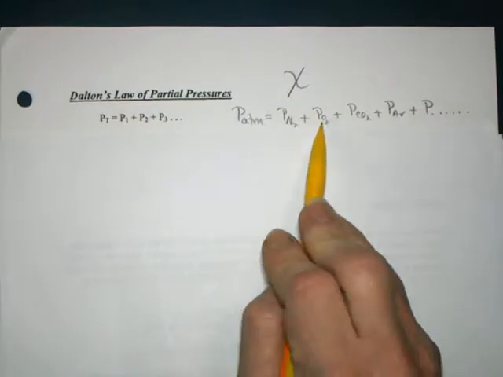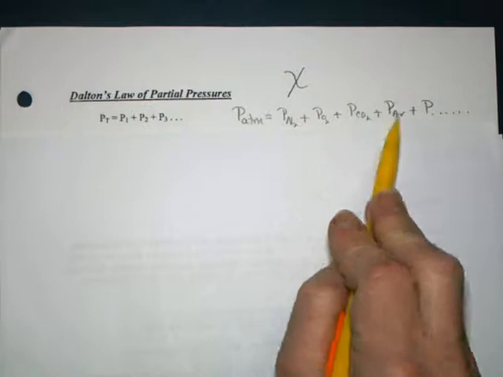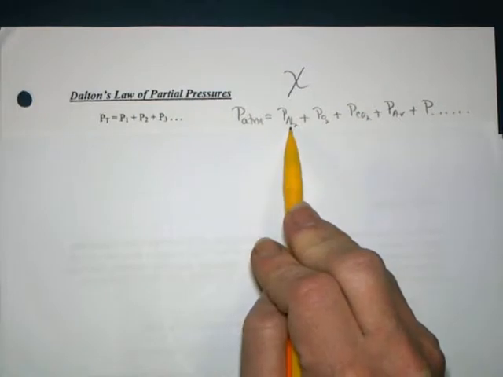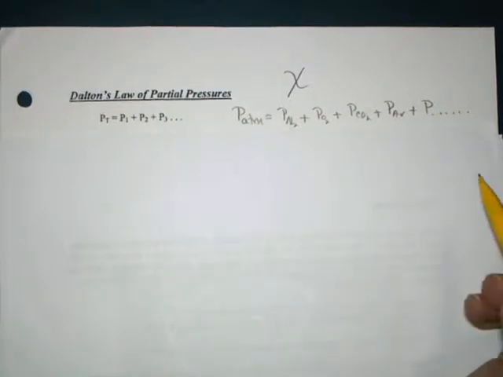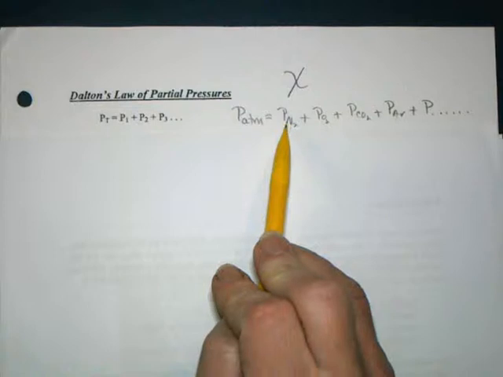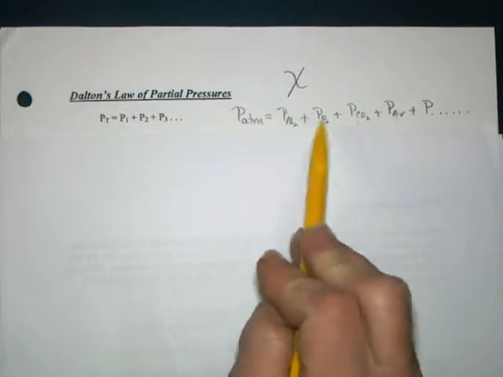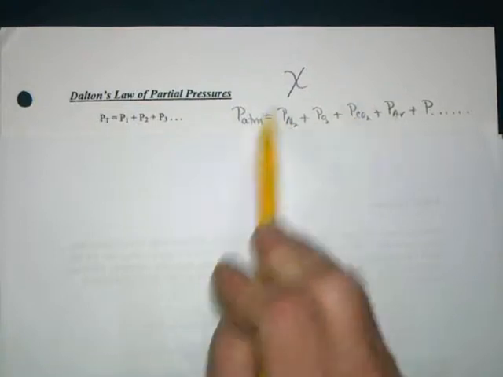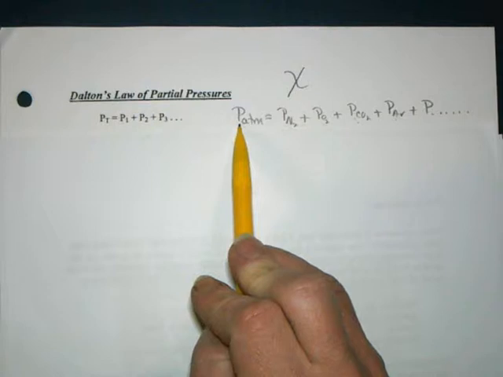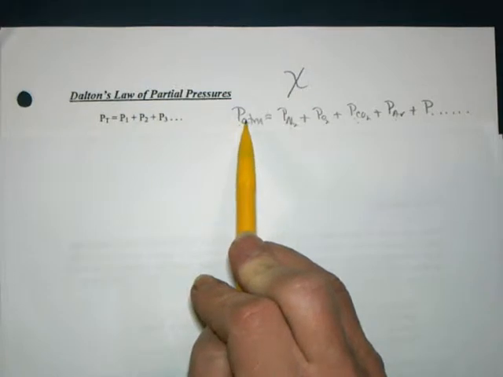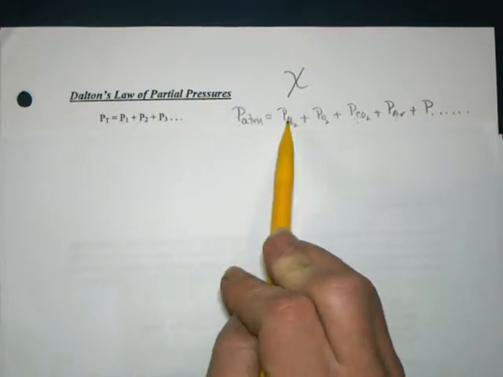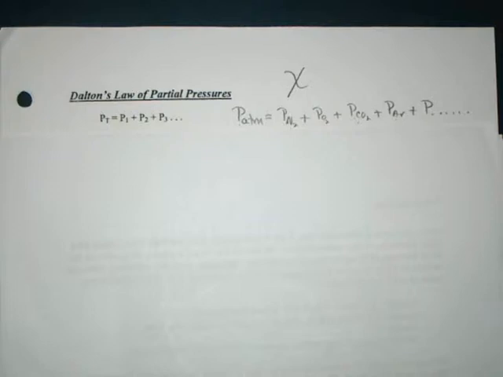Because these are parts of the whole, we call them partial pressures. So you may see problems where you're given the different partial pressures, or you may have to find them, and then you'll add them to get total pressure. Or you may be given the total pressure and a partial pressure, and then through subtraction have to find another partial pressure.